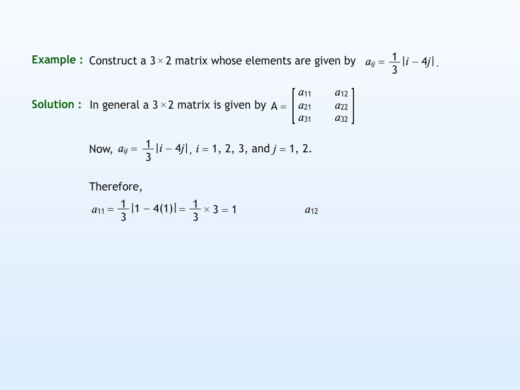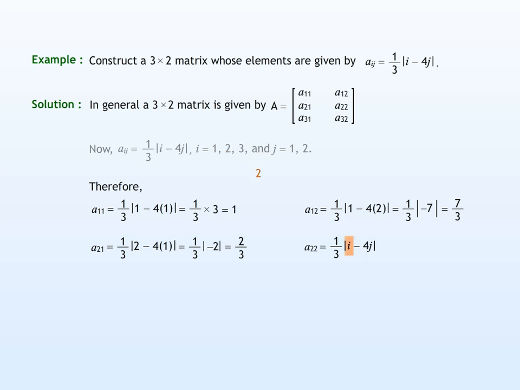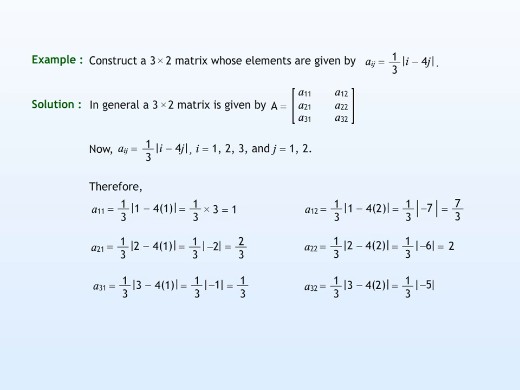a11 is equal to 1, a12 is equal to 7 over 3, a21 is equal to 2 over 3, a22 is equal to 2, a31 is equal to 1 over 3, and a32 is equal to 5 over 3. Hence, the required matrix A is given as shown.